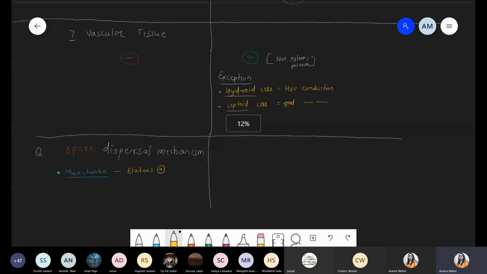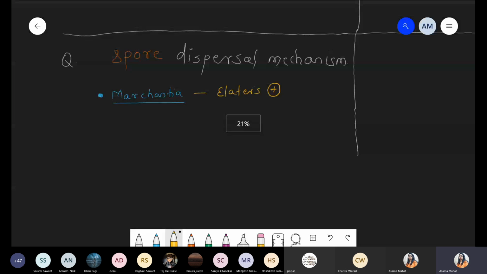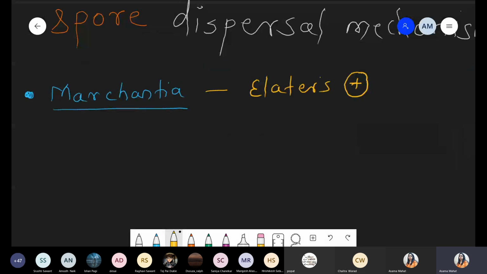So listen carefully because this elaters point is important. We are talking about liverworts. In the case of Marchantia, there is a presence of these elaters. Elaters are a mechanism for spore dispersion. So now, we are talking about what the elaters are and how they are located.